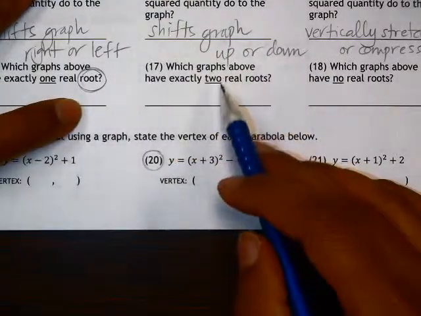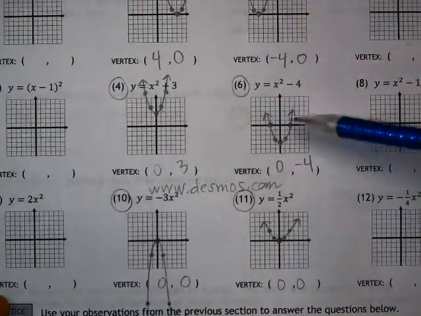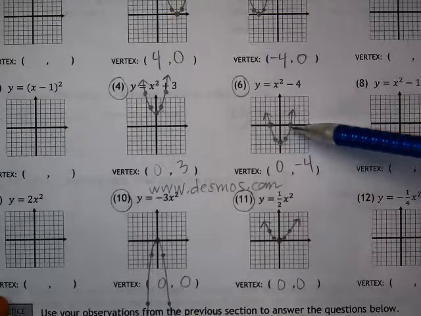In number 17, which graphs have two real roots? Of the ones that are graphed up here, the only graph that intersects the x-axis in 2 spots is number 6. We have an x-intercept at 2 and at -2.